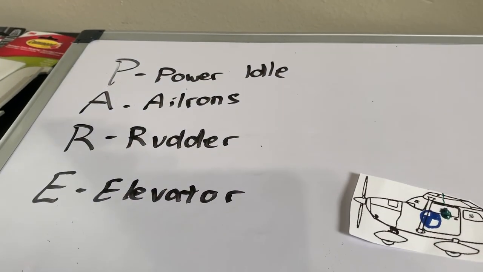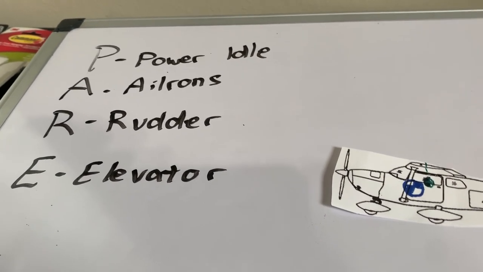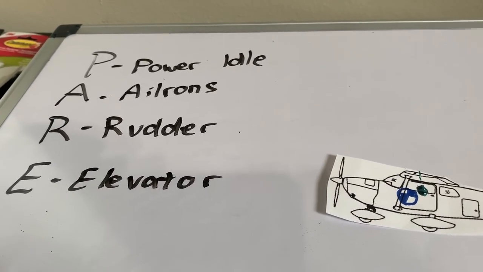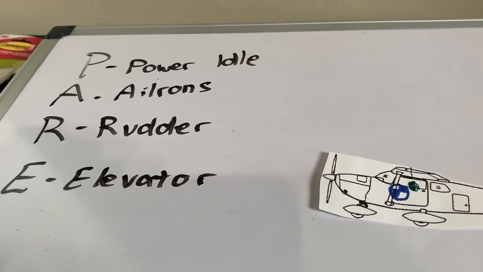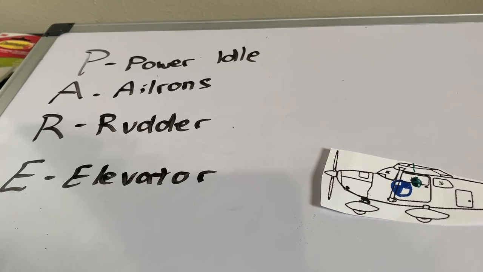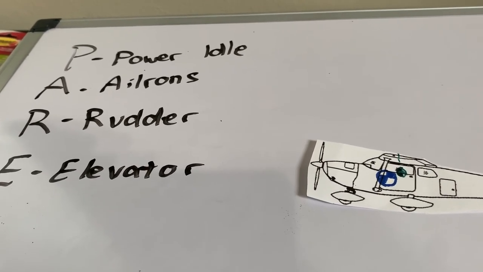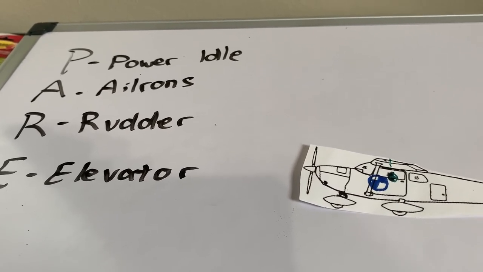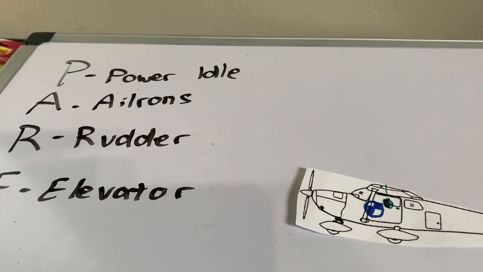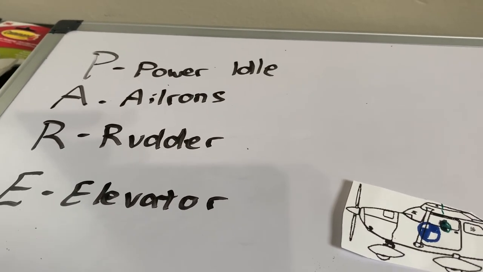Everything else is kind of self-explanatory. You want the ailerons to be neutral. Why? Because like I said earlier, if you have one aileron down or up, one can cause lift-induced drag, and then you have adverse yaw. And when you're trying to stabilize the aircraft to fly straight, it doesn't help if you have one of the ailerons causing more drag on one side of the wing. So that's one reason why you have ailerons neutral.